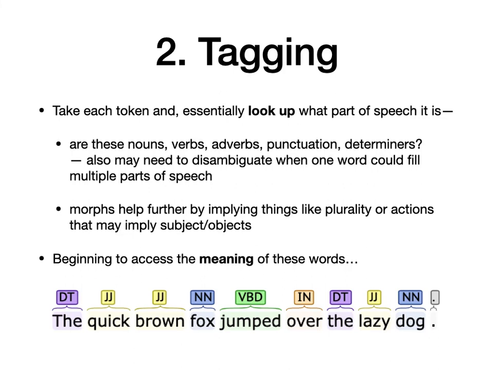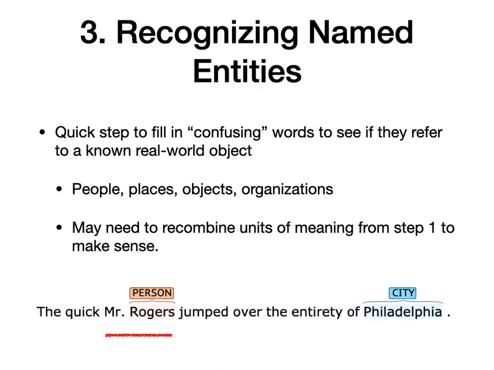Then we have a third step that is relatively short, but it's to help disambiguate some things. This is a quick step to fill in confusing words to see if they refer to a known real world object. So proper nouns, right? People, places, objects, organizations. You might need to recombine some units, right? So some of the tokens might need to be put together from step one to make sense of them.